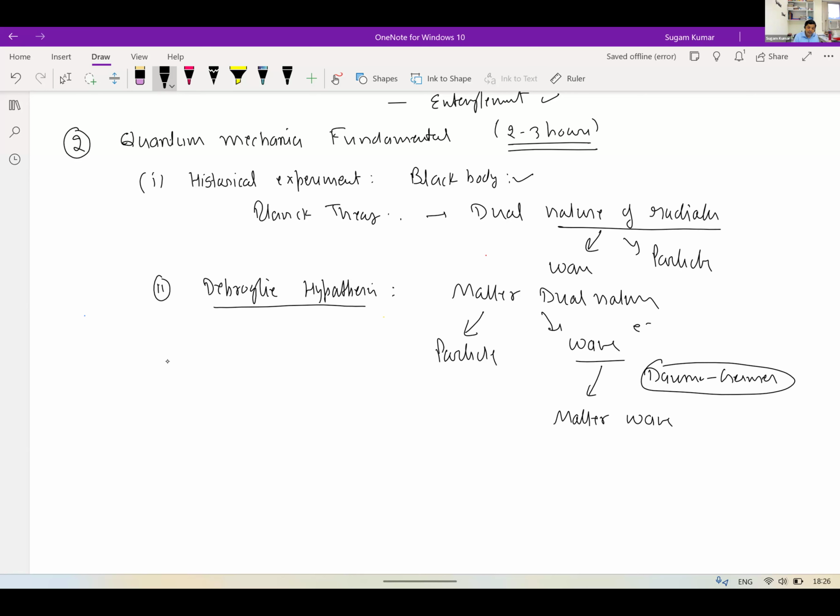We will discuss the matter wave in the third part, because here I want to bring your attention to something we need in quantum computing.